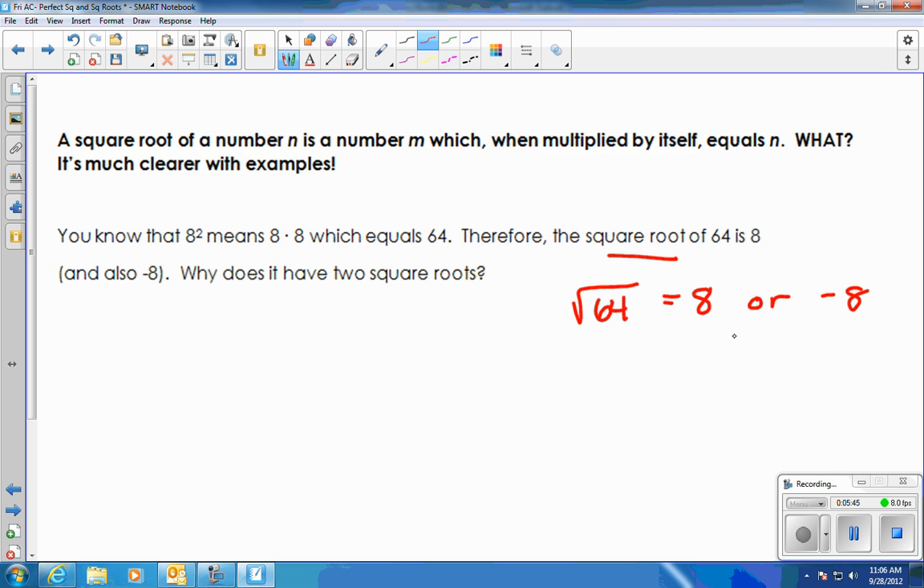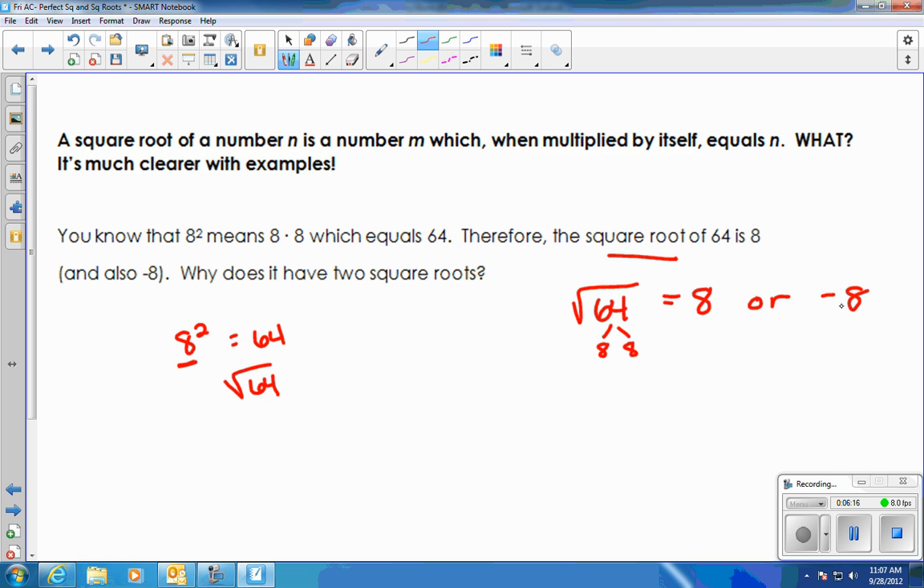But typically, we're going to be dealing with the positive square root. So let's talk about this again. This means square root of 64. And when we're looking for the square root, we're looking for the number times itself that gave us 64. So it's almost like working backwards. 8 squared equals 64. So if we want to know the square root of 64, it's like we're asking what number did we square. So 8 is that square root.